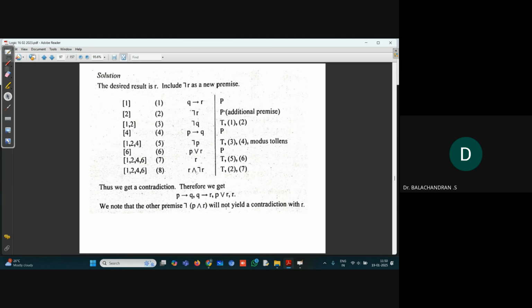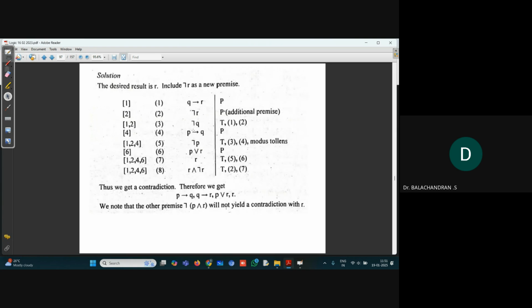So yesterday my student asked a doubt. I think just now I shared it with you. The same problem is coming here. So still I don't use one of the premises. Which premise? Negation of P and R. Without using that premise, I am getting a contradiction. So thus we get a contradiction. Therefore, we have finished the problem. So we note that the other premise, negation of P and R, will not yield a connection with R.